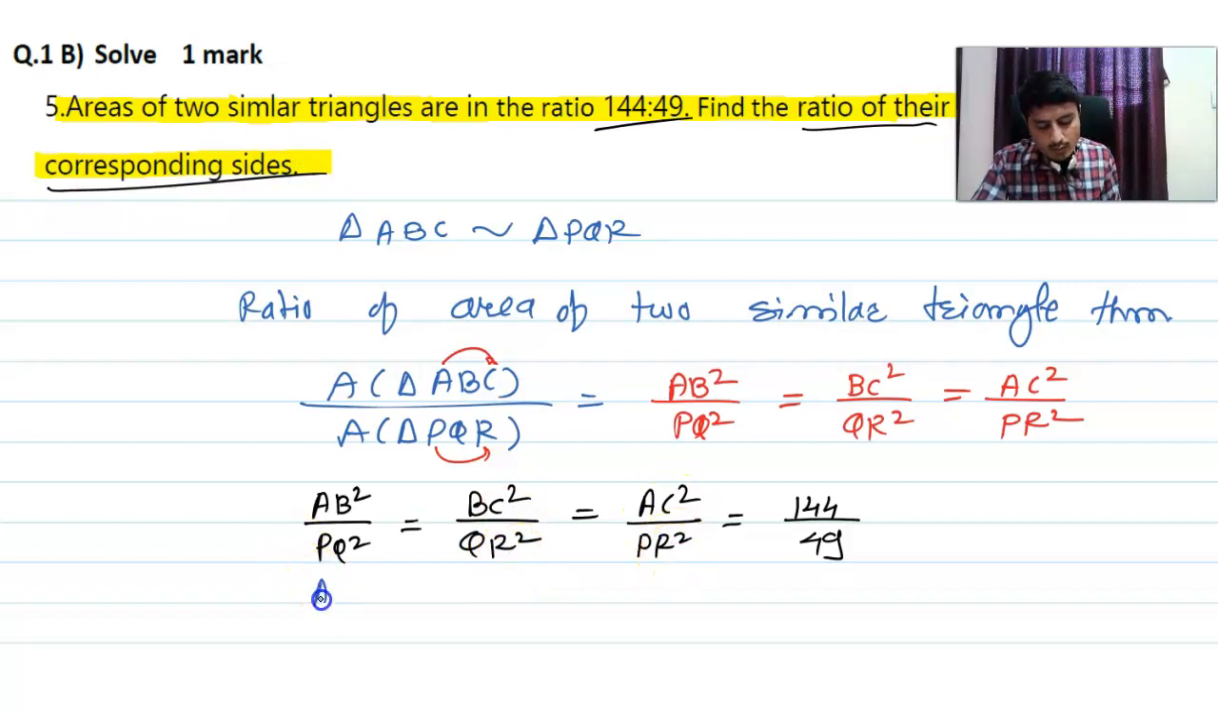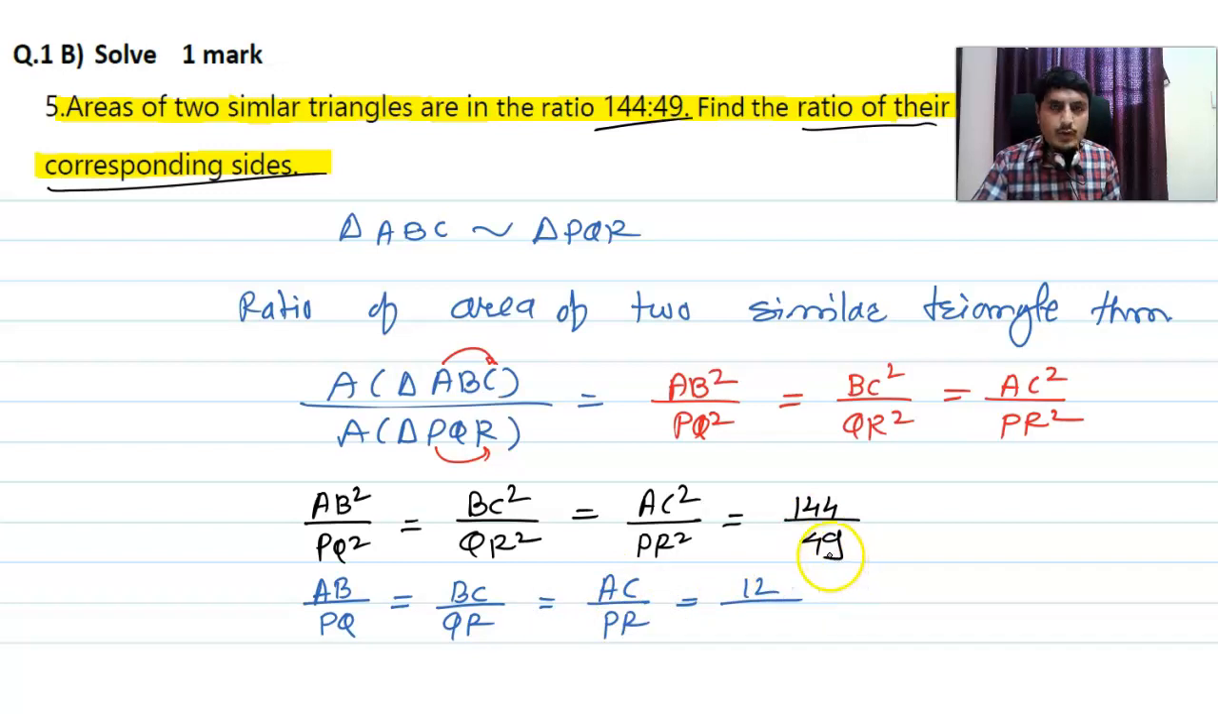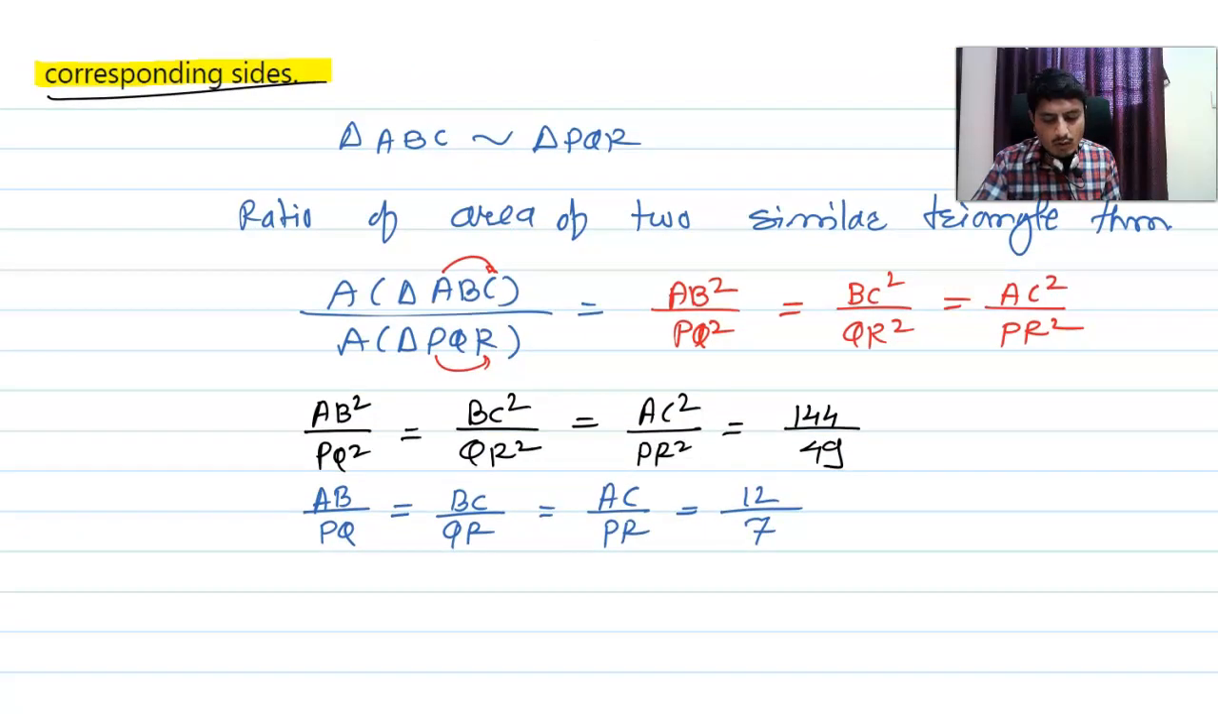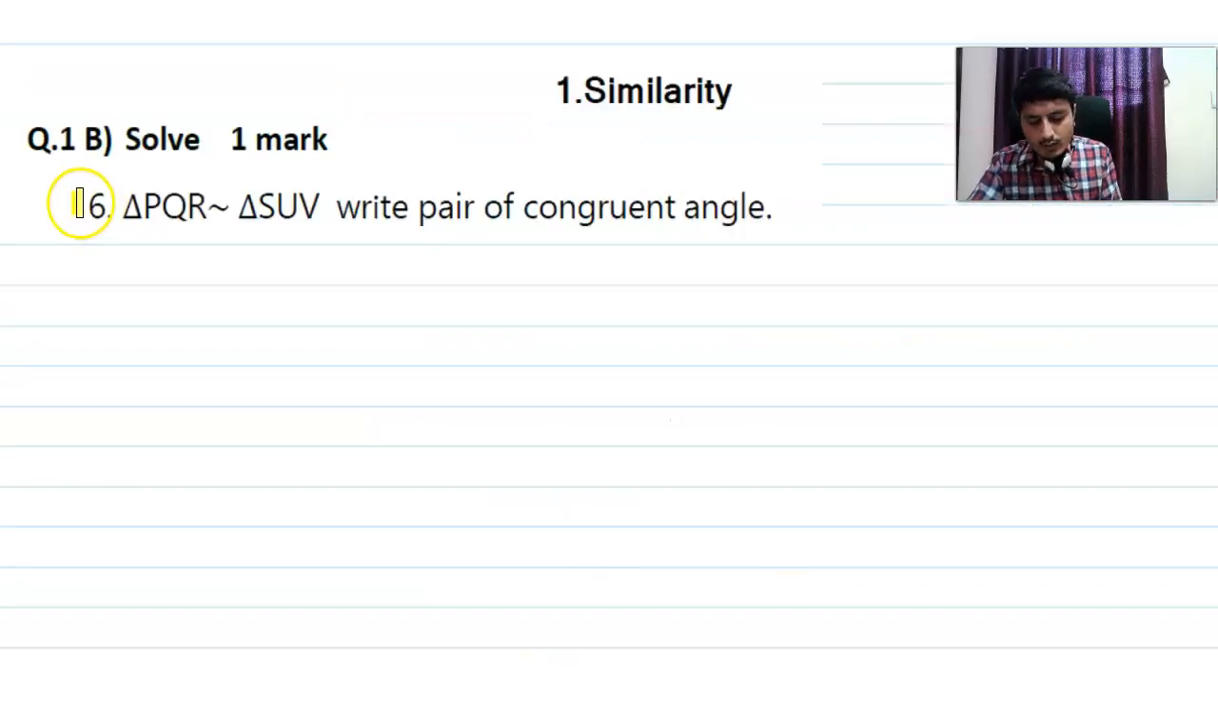Taking the square root on both sides, we get AB by PQ equals BC by QR equals AC by PR, which equals the square root of 144, which is 12, over the square root of 49, which is 7. So the ratio of corresponding sides is 12 is to 7, that means 12 by 7. Now look at question number 6.